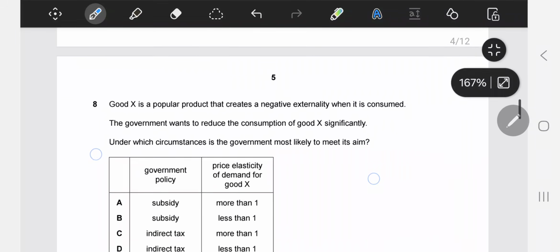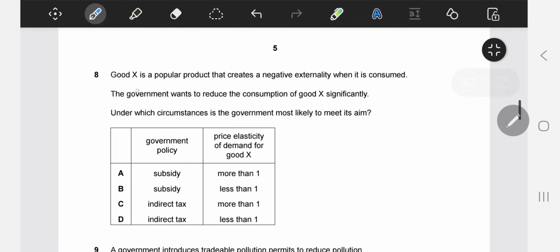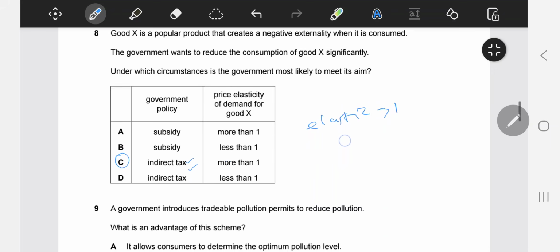All right, let's go to question 8. Good X is a popular product that creates a negative externality when it is consumed. The government wants to reduce the consumption of good X significantly. Under which circumstances is the government most likely to meet its aim? So the government here has to use a tax, not a subsidy, and PED must be elastic. So that means it has to be more than 1. So for 8, C is the best option there.